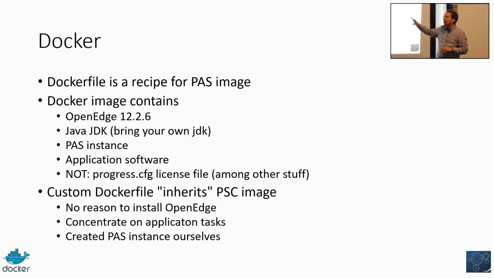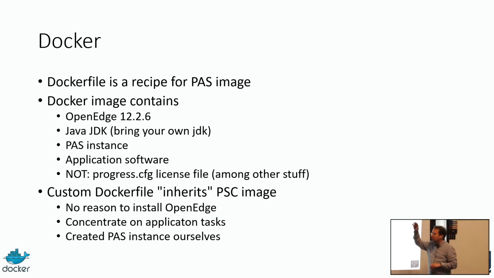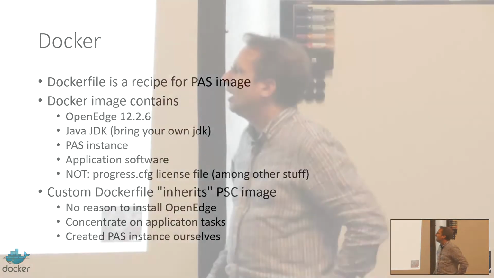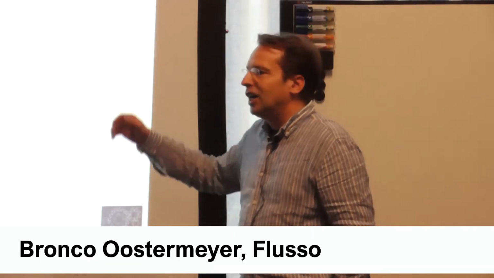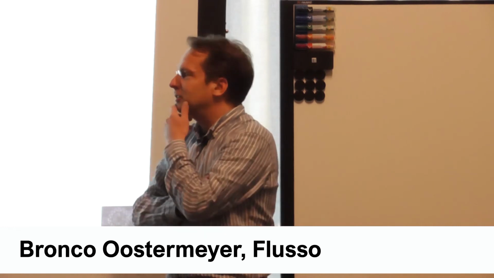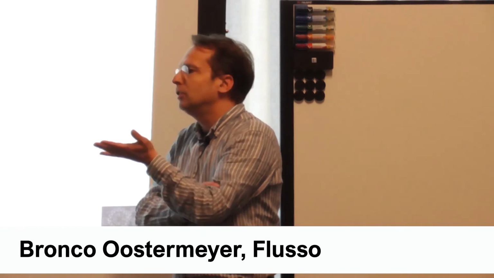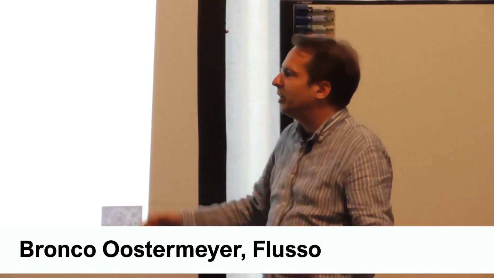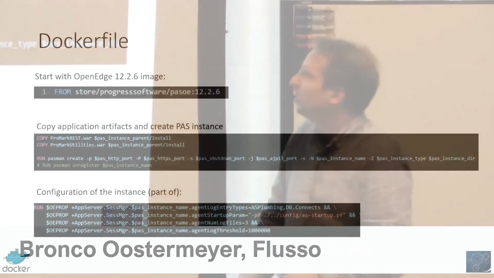At first we did our own images, completely from top to bottom. And then we started to move to the ones PSC provides. They're a little bit smaller, and they deleted a lot of stuff in all sorts of directories of the DLC directory you don't need. And it's nice for political reasons. Progress likes it if you use their stuff, but you don't need to install OpenEdge because it's already there. And we could concentrate on what is actually important. That is the application, not OpenEdge, but the application is what we want.